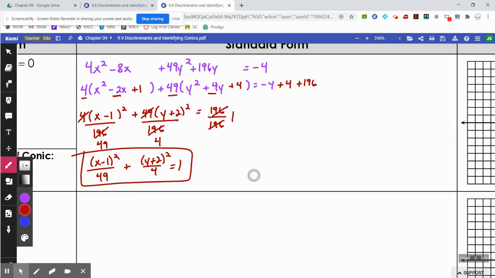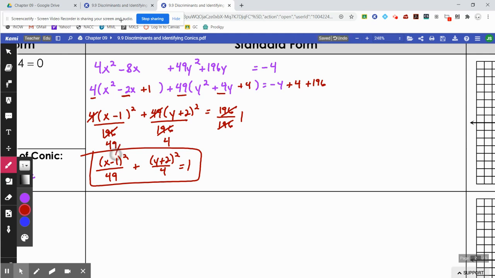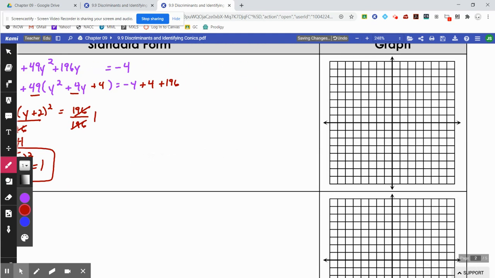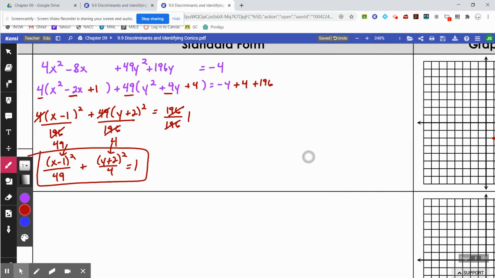First thing we need is a center. Our center is right 1, down 2, so that's going to be at 1, negative 2, which is right here. We're going to take our a and b values. Our a, notice our a squared is under the x, that's 49, so that means that a is 7. Our b squared is under the y, which is 4, so that means that b is 2.